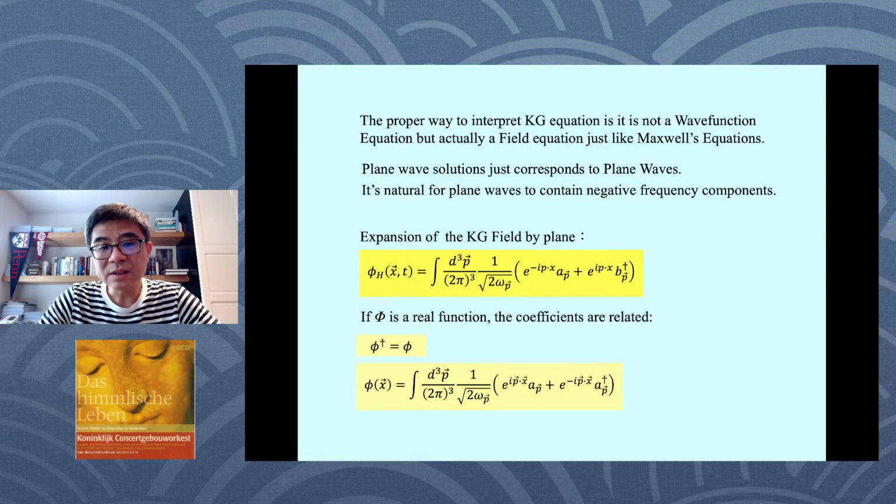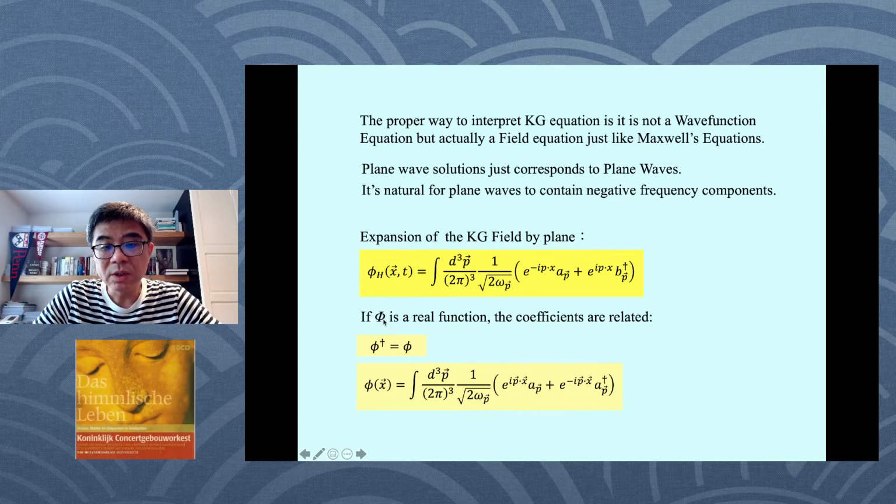However, we now know that the proper way to interpret the Klein-Gordon equation is that it is not a wave function. Instead, it is a field equation, just like the Maxwell equations. And therefore, the plane wave solution just corresponds to plane waves. And for plane waves, it's natural to contain negative frequency components. So if you expand this Klein-Gordon equation by the plane wave like this, to have two different parts of the plane wave is actually very natural.